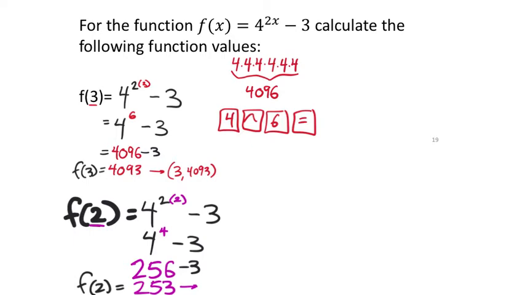It's a little bit bigger, but that'd be 253. And now, again, on Canvas, all you need is the 4093 and the 253, but in the future when we start graphing, we're going to need those ordered pairs.